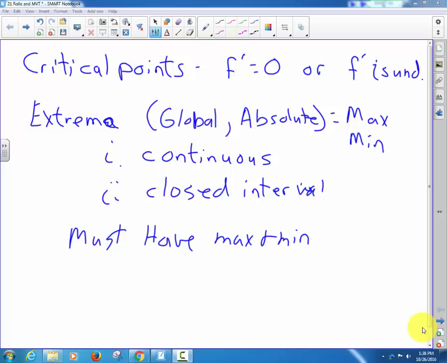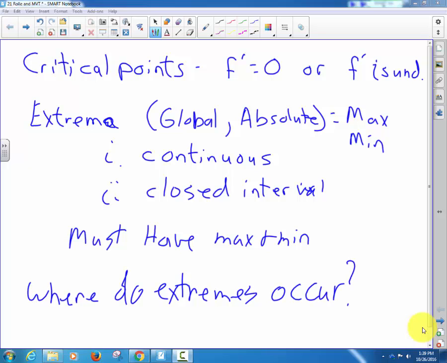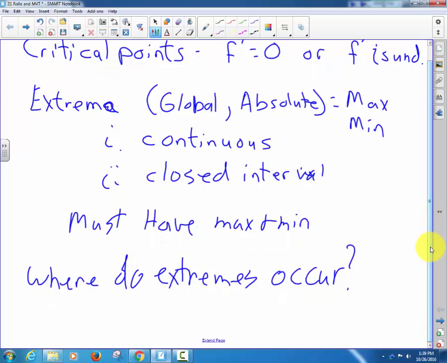Okay? Y'all comfortable with that? All right. Where do extremes occur? Because right now, we know that if it's a closed interval, it has to have them, but where do extremes occur? We found certain points that we could test. Obviously, we couldn't test every single point because we'd be there forever. But where do extremes occur? There are two different kinds of points. Endpoints or critical points, okay?